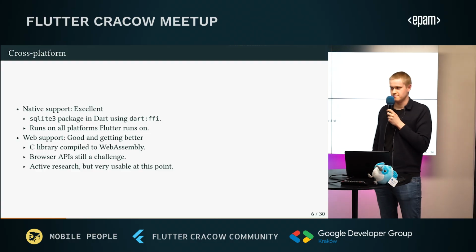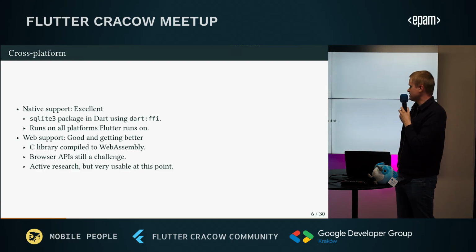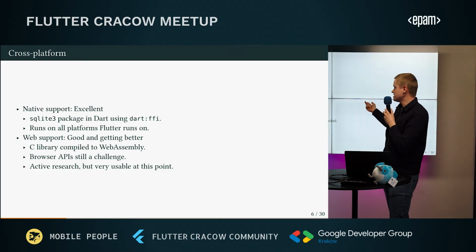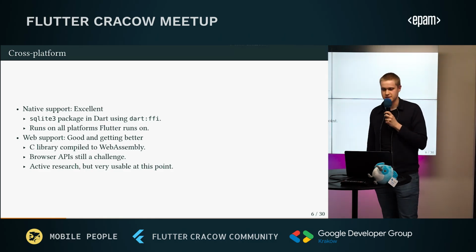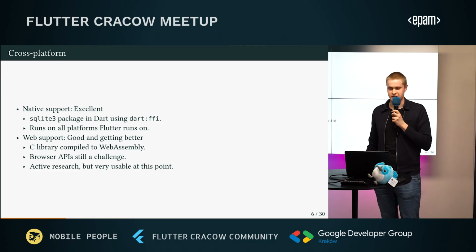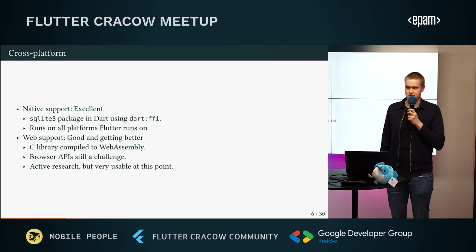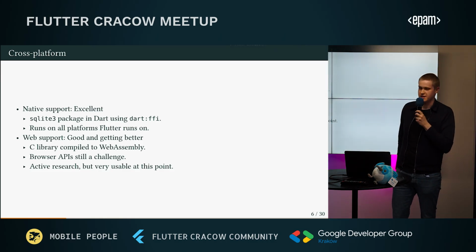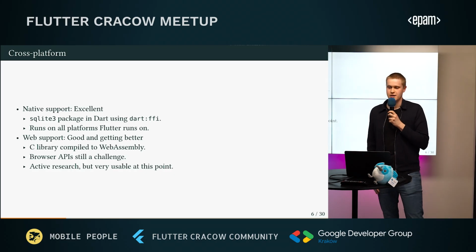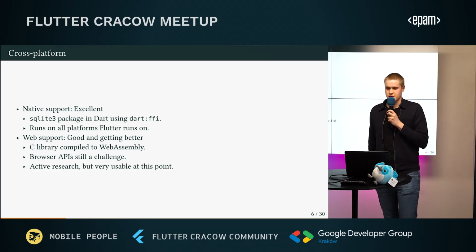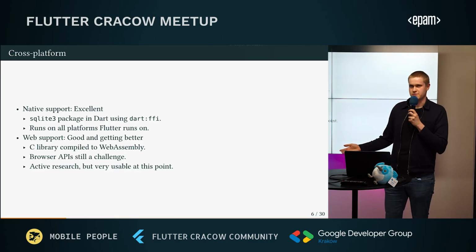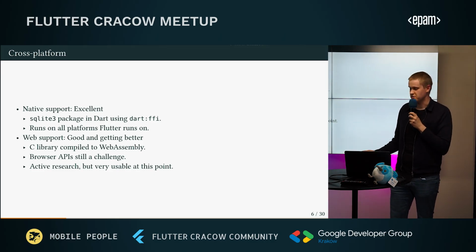All right. Which platforms does SQLite support? The answer is all of them. Because it is a C library, it has excellent native support, obviously. That's where it started out. So you can use the SQLite package that I wrote for Dart, which internally uses Dart FFI, so it has a very low overhead binding to SQLite. And again, because it is a C library, it runs on all the native platforms that Flutter runs on. So all your mobile devices and also the popular desktop operating systems have excellent SQLite support.